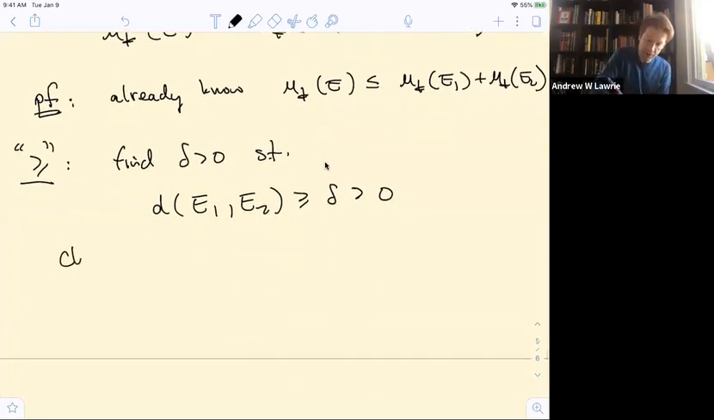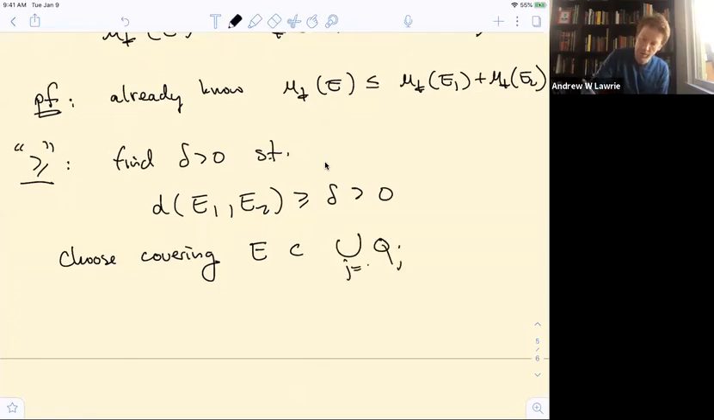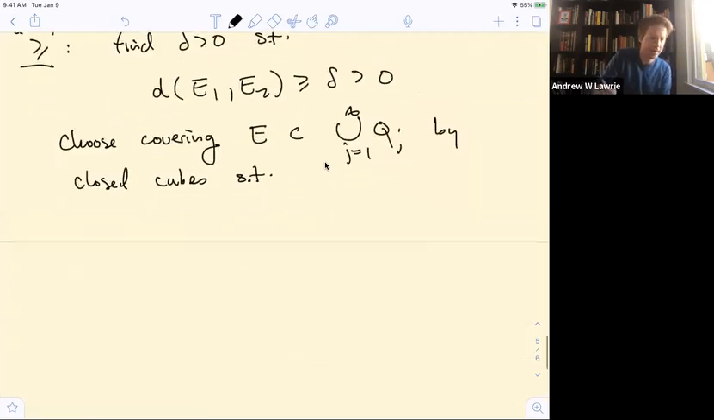And now choose a covering of E by closed cubes such that this is almost realized.